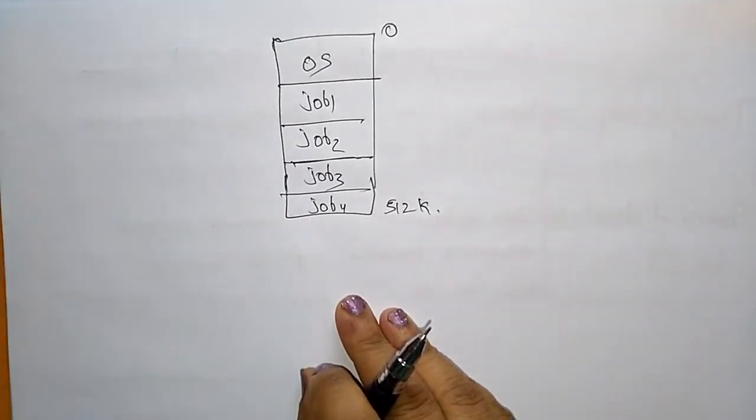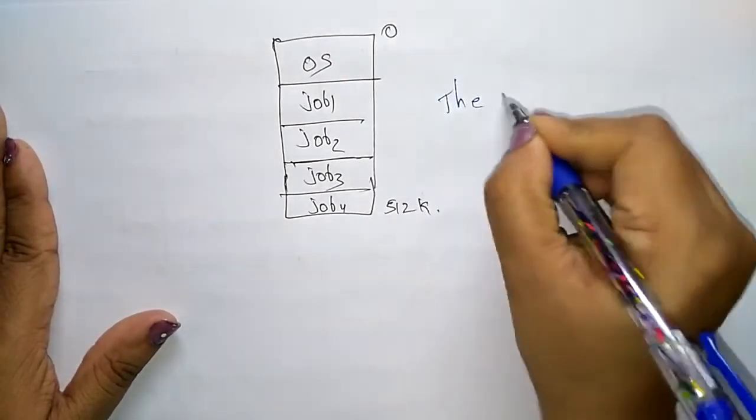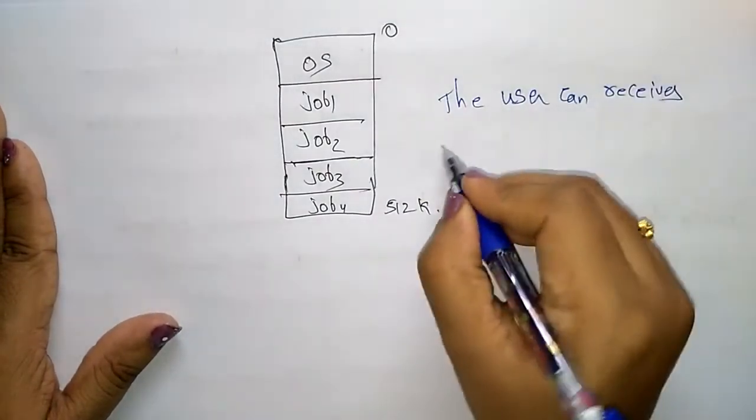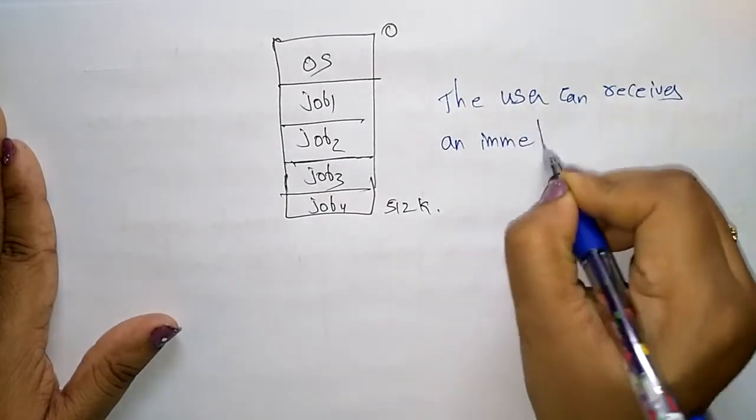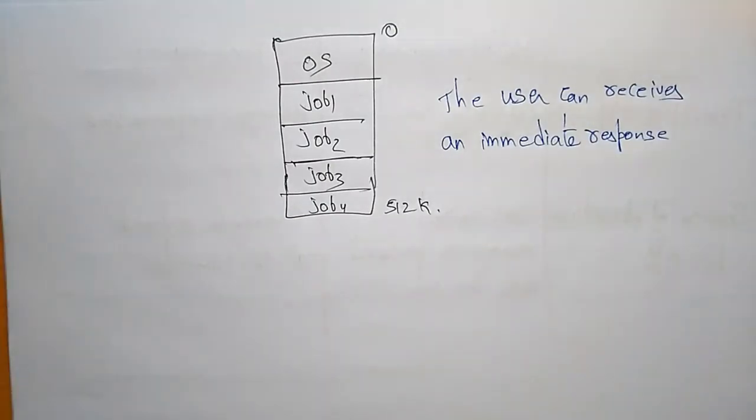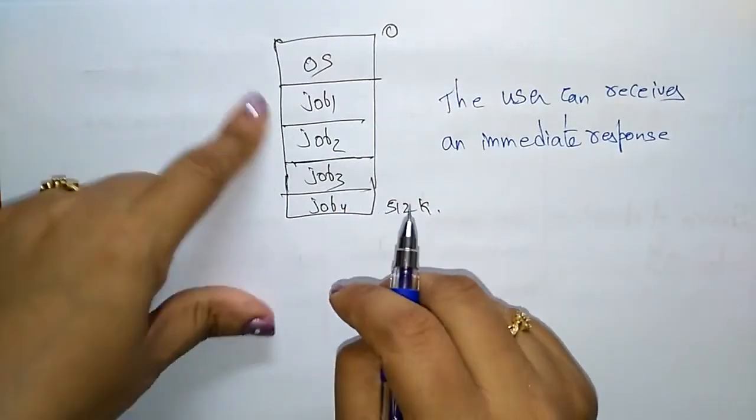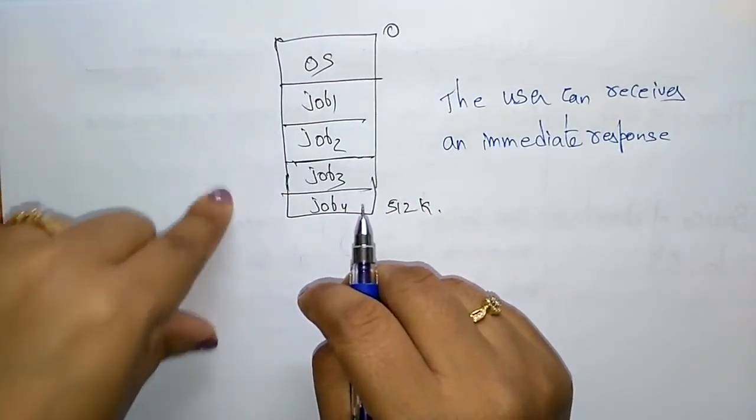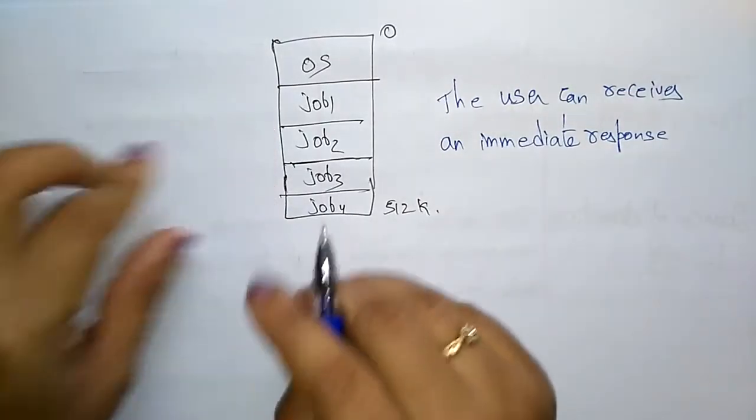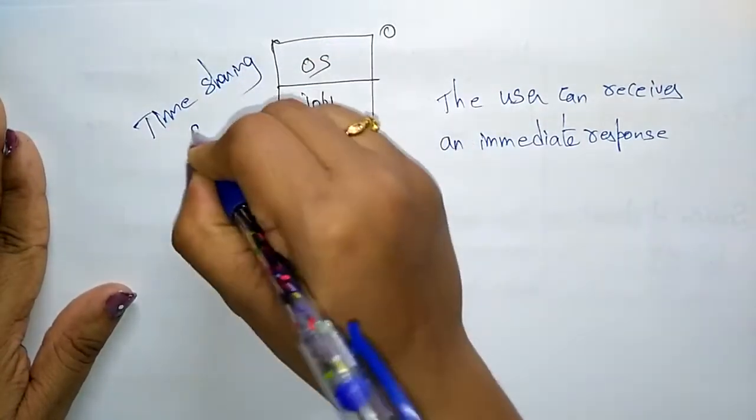Thus the main aim of time sharing is that the user can receive an immediate response. Why does the user receive an immediate response? Because the multiple jobs are executed so frequently. So it minimizes the response time. The CPU's response time is minimized with the help of the time sharing system.